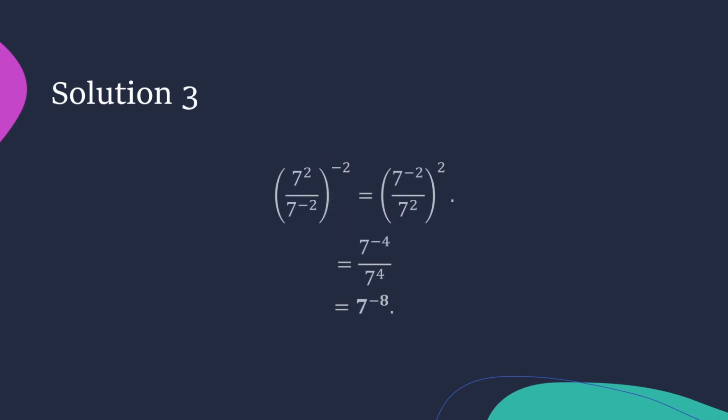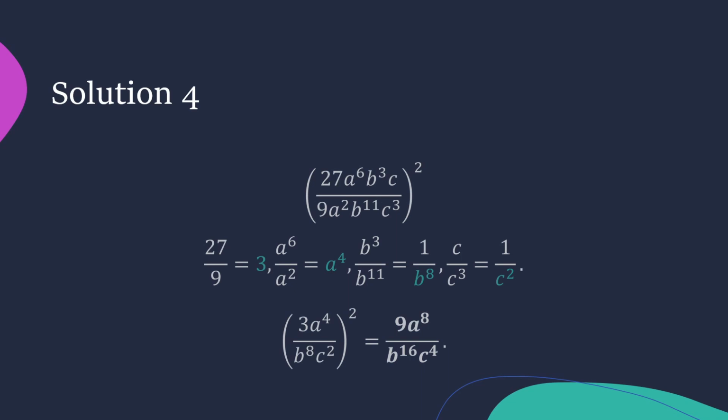For the third problem, there are many rules applied. You can apply them in any order you want, and it'll still be correct. First, I'm going to get rid of the negative exponent because positive exponents are a bit easier to work with. So I change it to 7 to the negative 2 divided by 7 squared, all to the second power. Now we'll do the product rule first. You can do the quotient rule first if you want, it wouldn't really make a difference. So now we have 7 to the minus 4 over 7 to the 4, and that's equal to 7 to the negative 8. And that is our answer.